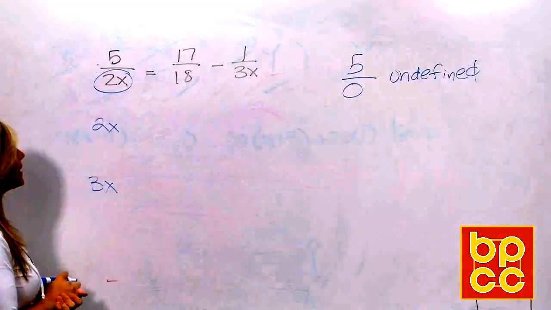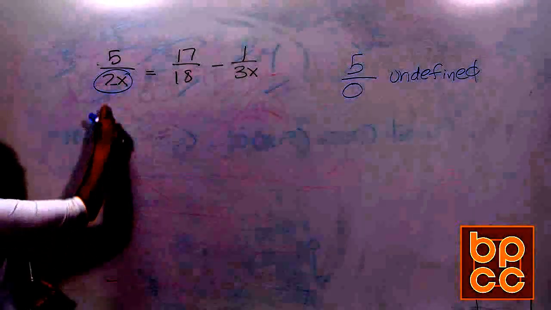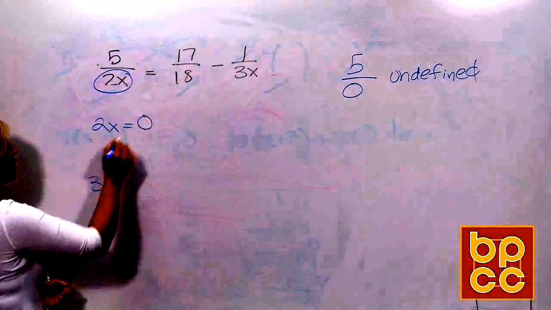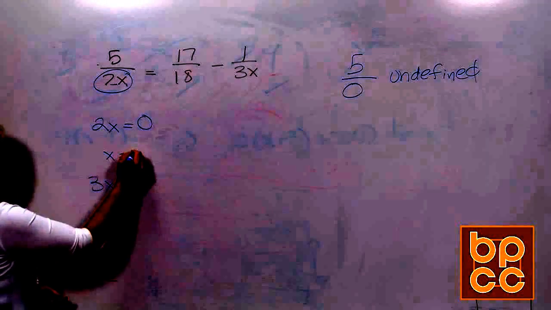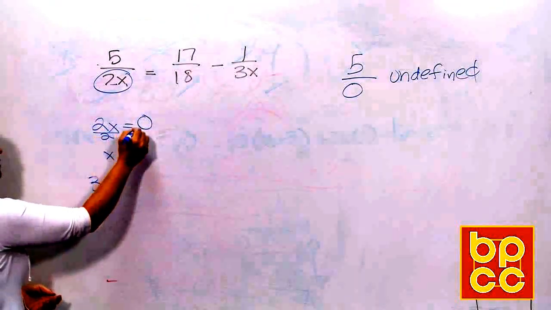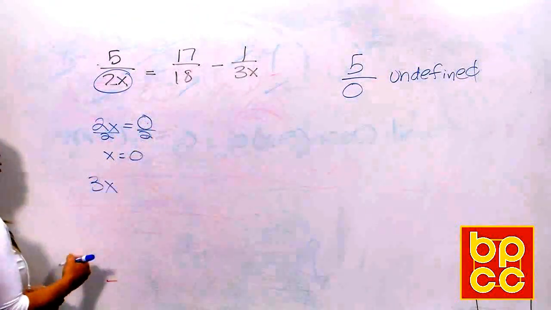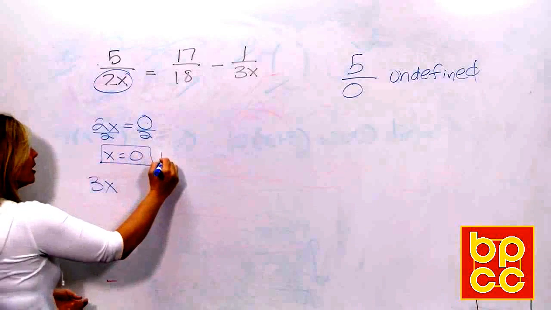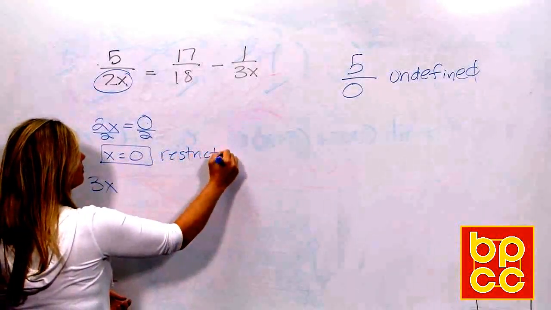You can't do it. So when we say state the restrictions, we're asking you, what number would go in this spot that would make this become 0? That would make this equal 0. Now, you could think about it. 2 times what is 0? Very good. It's 0. Or you could just solve that by dividing by 2. And 0 divided by 2 is 0. This answer here is the restriction.